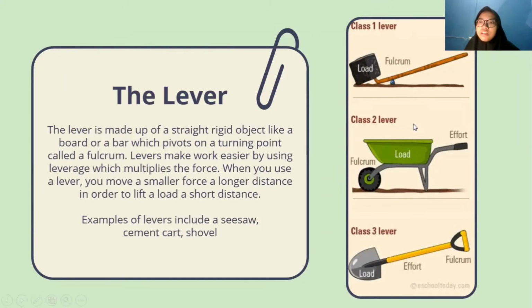A lever consists of three classes. First class is when the fulcrum is in the middle. The example of the first class is the seesaw. The second class is when the load is in the middle, and the example is the common cart. And the third class is when the effort is in the middle of the lever. The example is the shovel. So the lever has three classes.